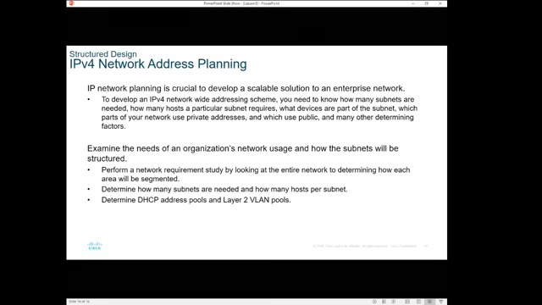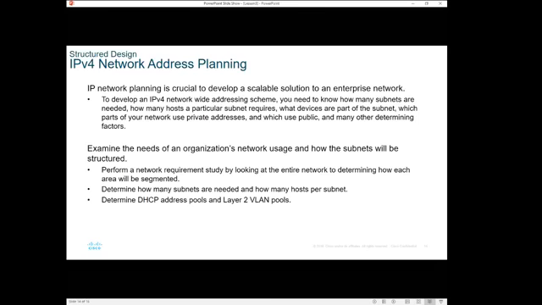Okay, so you need to know how many subnets are needed, how many hosts a particular subnet will require, what devices are part of the subnet, which parts of your network use private addresses and which use public, and many other factors. Okay, so it all comes down to proper planning and coming up with scalable solutions. Also, examine the needs of the organization's network usage and how the subnets will be structured.